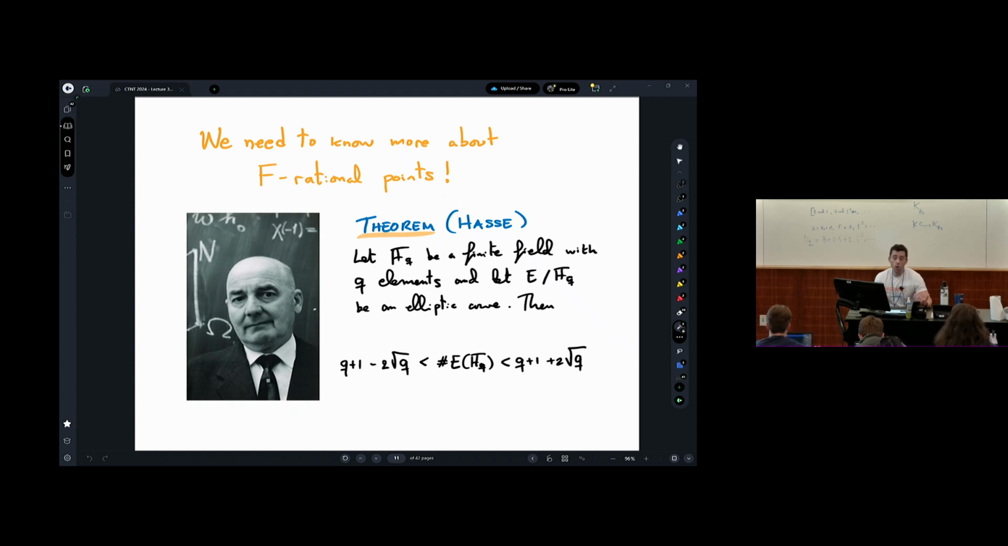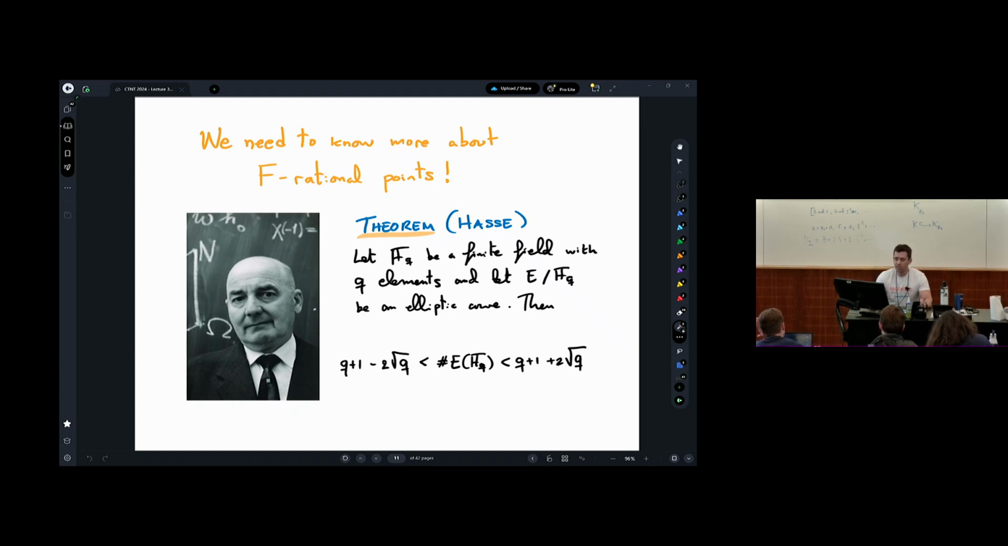Before I go more into points over number fields, over Q, let's backtrack. What do we know about points over finite fields? For an elliptic curve over a finite field, there is the point at infinity, right? If I'm in Weierstrass form, there's a point at infinity. And then there are p choices for x and p choices for y. So it's at most p squared plus 1 points. So there are only finitely many points every time.